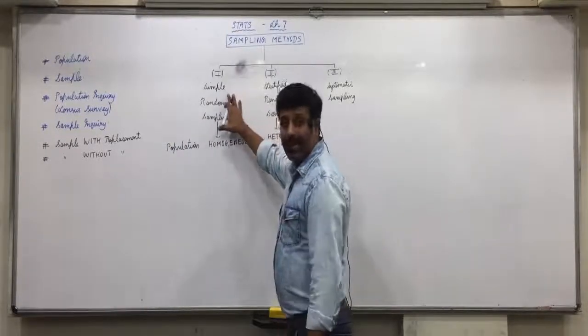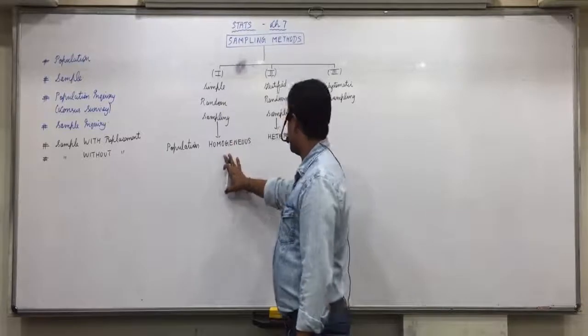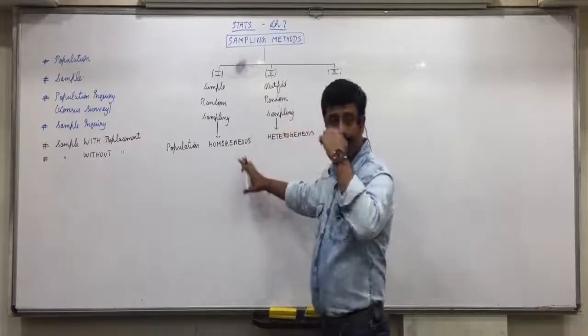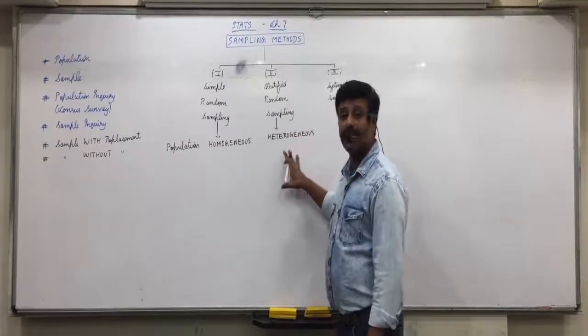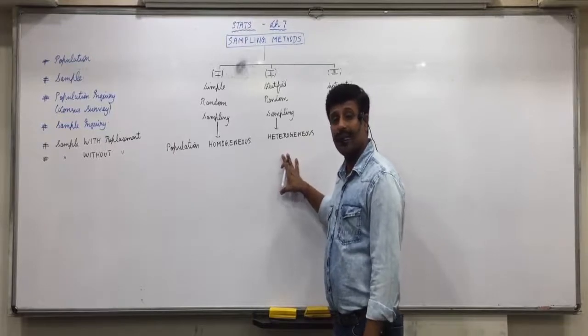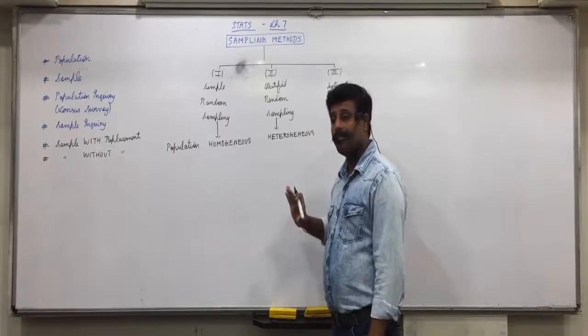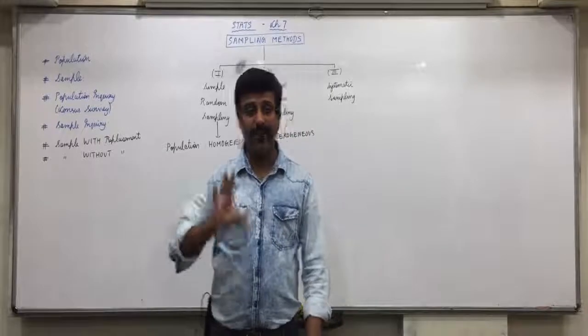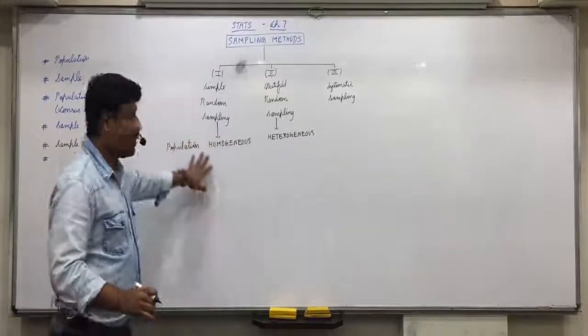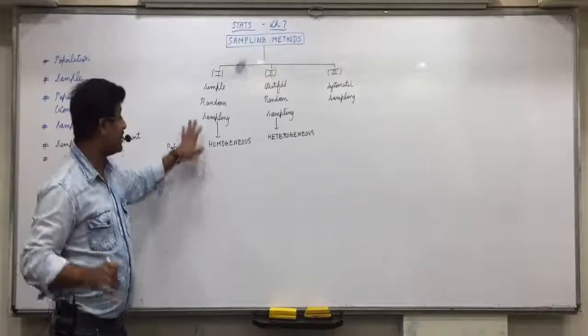Simple random sampling is done when the population is homogeneous, means alike, similar. Stratified random sampling is done when the population is heterogeneous, dissimilar, not similar. For example, if I have to select a sample from this 11th commerce, it is simple random sampling.